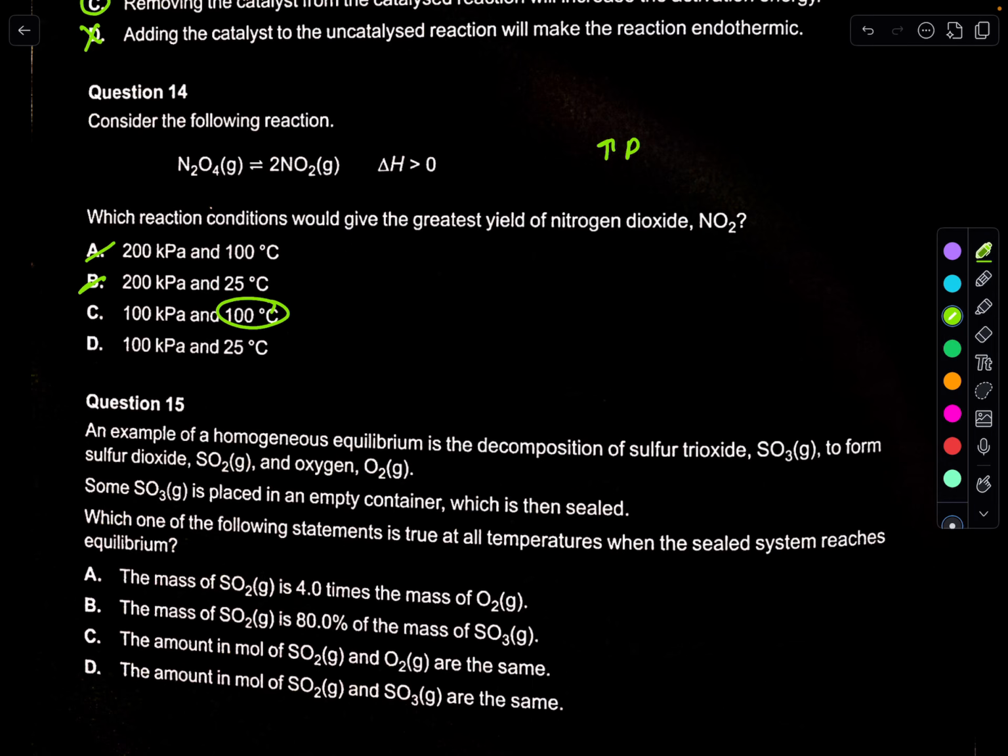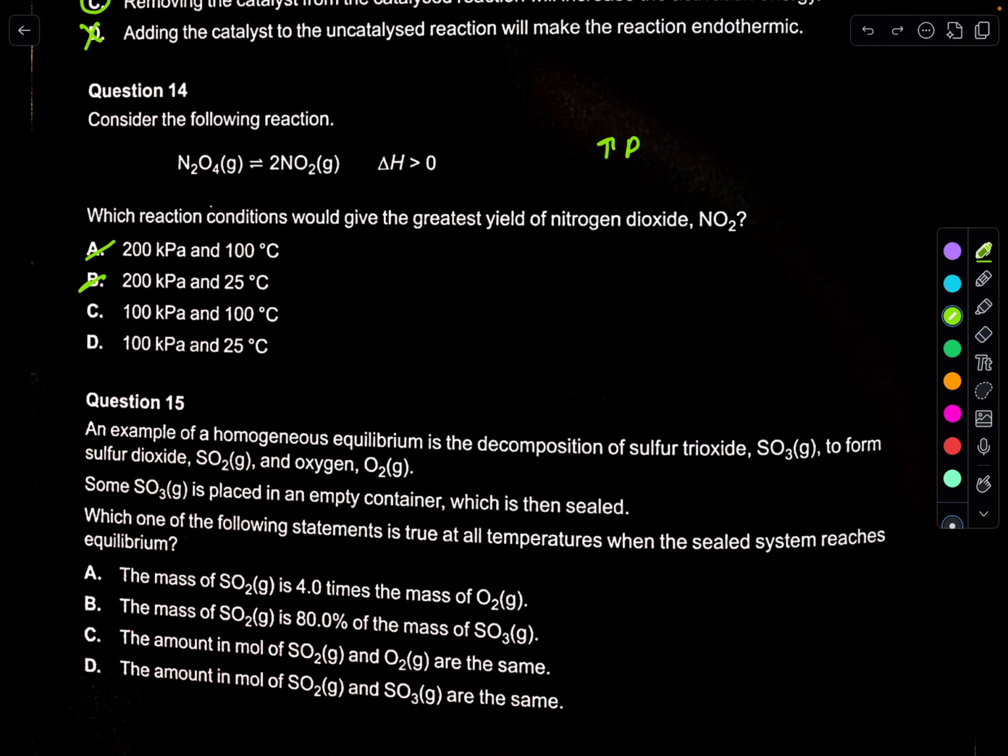Now, what about temperature? Should we be using high temperature or low temperature? Because we know it's an endothermic reaction, you're inputting energy into the system. So imagine, again, using Le Chatelier's principle, if you had high temperature, what would happen? High temperature means high energy, and the system's like, hey, someone's put so much energy in. I need to find a way to decrease it.